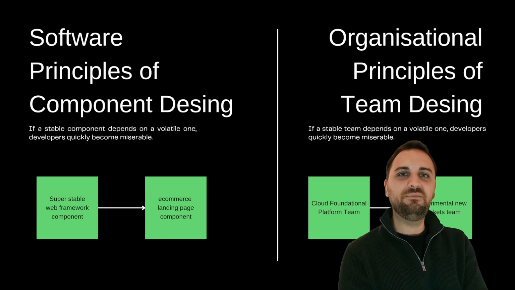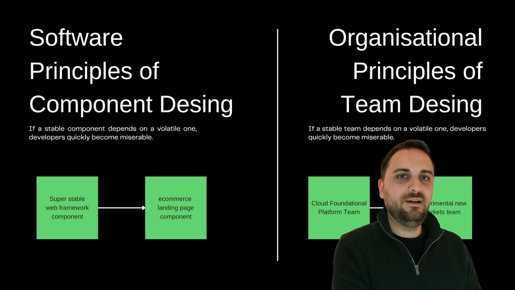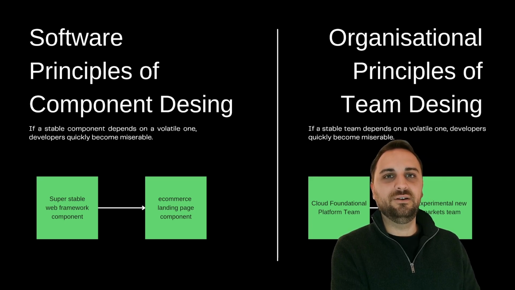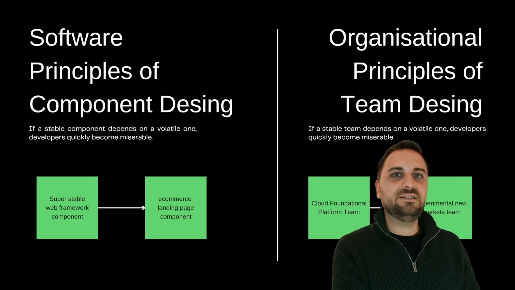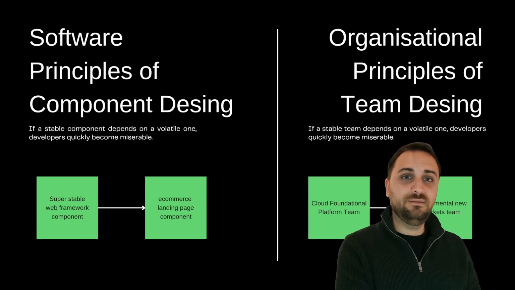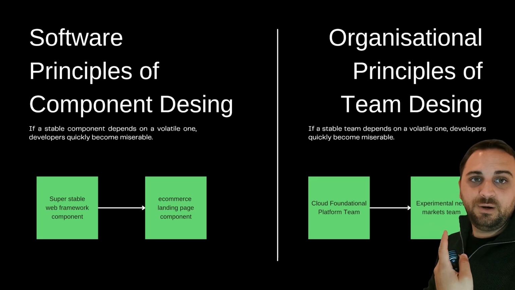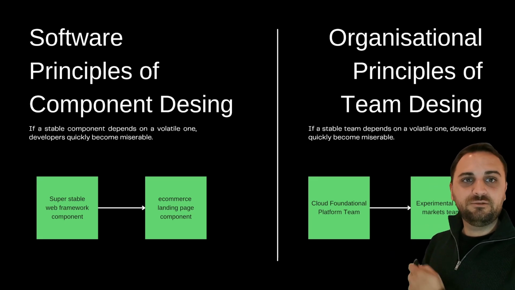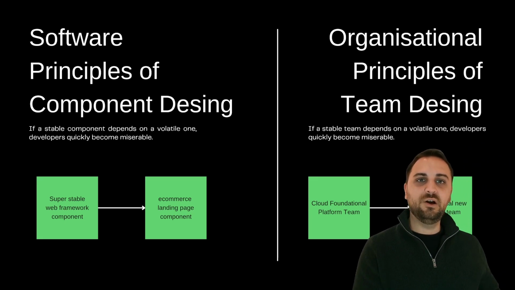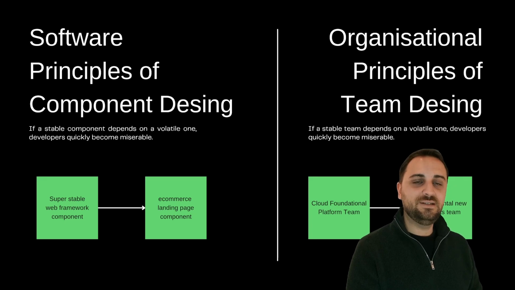So if the super stable web framework has a dependency on the e-commerce landing page, you're going to have the saddest developers I've ever seen. They're going to complain about having to cascade changes, do extra work, unstable systems. And yeah, you're going to have the same problem here, right? If the cloud team depends on experimental new markets because cloud's responsible for something that new markets is changing every day, it's not going to be so good.